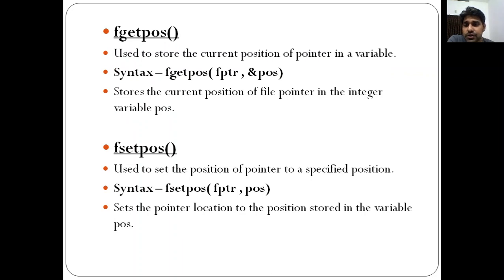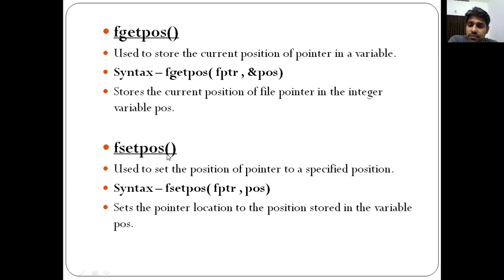Then fgetpos and fsetpos. These are the two tools we have. If I use fgetpos, it basically returns the current position. What is the position? Get the position detail, that's what fgetpos means. The syntax is fgetpos, the pointer, and then a special variable, which we will mention when we discuss the program. I'm giving the address, so the current position will be stored in this particular variable.